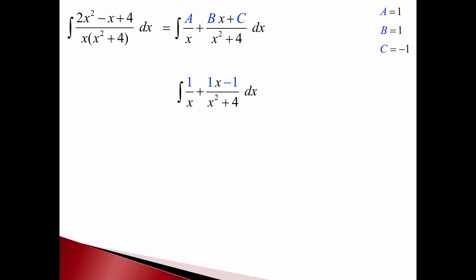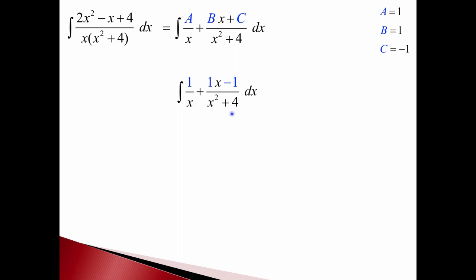And again, notice we haven't done any calculus. All we've done is algebra. Again, long, painful algebra, but this is just algebra. So we end up with 1 over x, right? A over x is 1 over x. That's easy, right? It's going to give me a log.